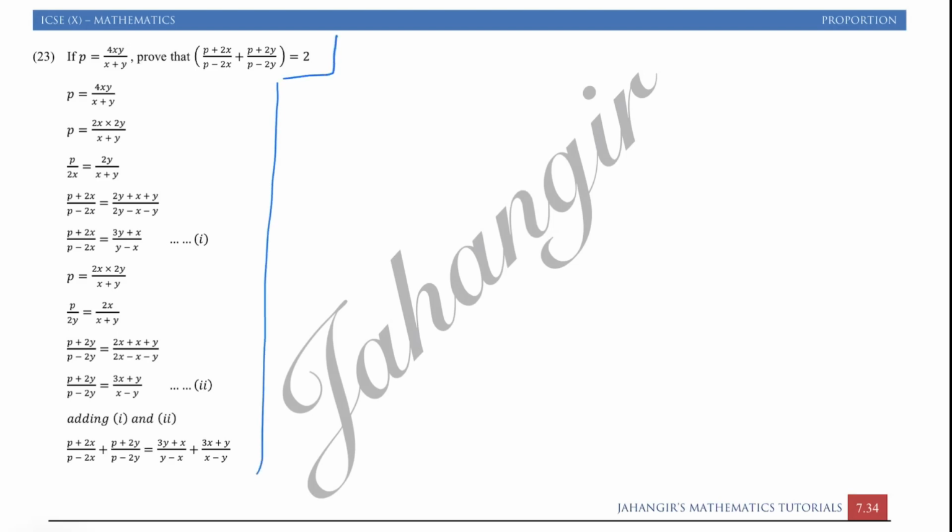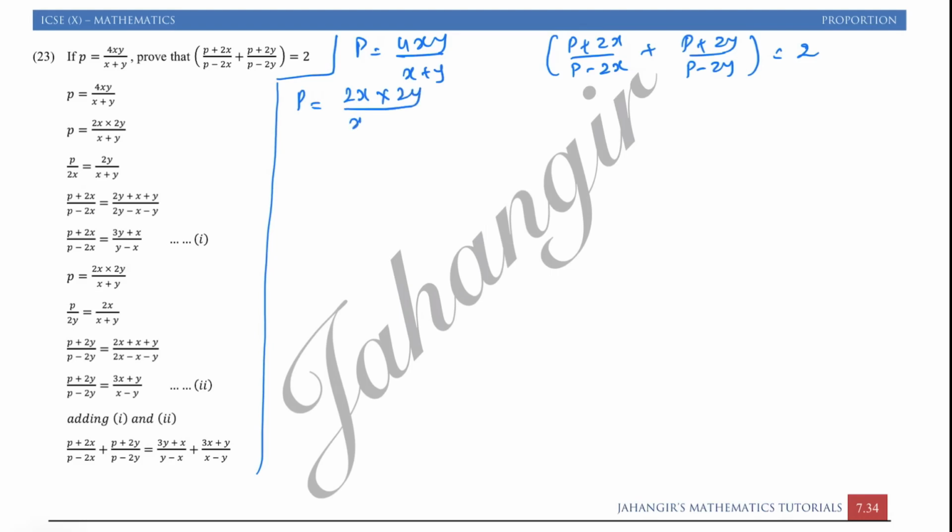Here we have p is equal to 4xy upon x plus y. We want p plus 2x upon p minus 2x plus p plus 2y upon p minus 2y is equal to 2. Here also answer is 2. It's the same pattern. So what I will write, first part I will write 2x into 2y. That will give you 4xy.